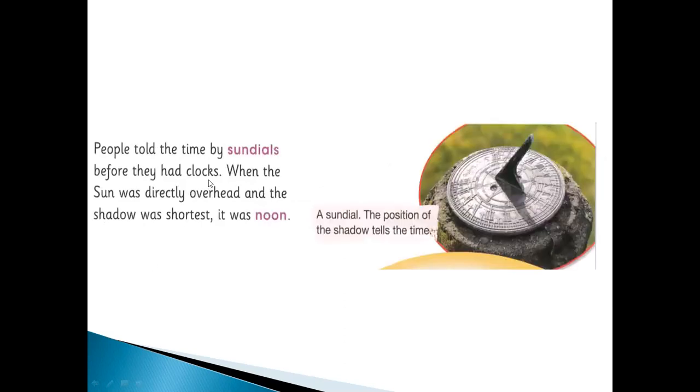People told the time by sundials. Before they had clocks, they were not using a clock, they were using a sundial like this. When the sun was directly overhead and the shadow was shorter, it was noon. You can see here, the position of the shadow on the sundial tells the time.